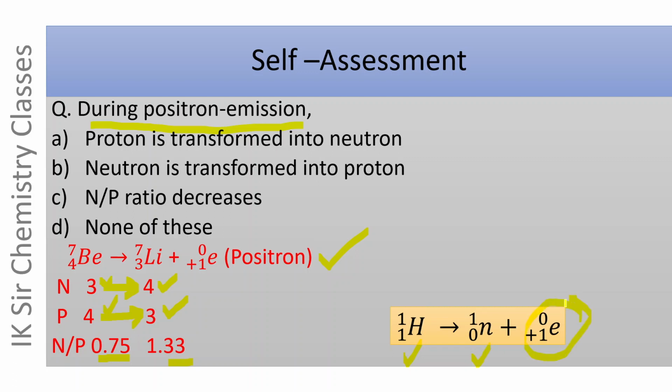This is a nuclear reaction and it should be balanced with respect to charge as well as mass number. One charge is present on the left hand side and on the right hand side the charge is also +1. The mass number is 1 and here also the mass number is equal to 1. During positron emission, the proton is transformed into neutron and therefore the correct answer is A.